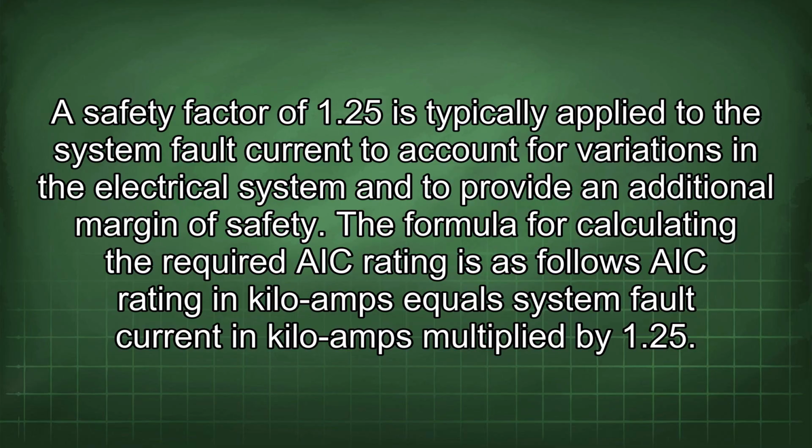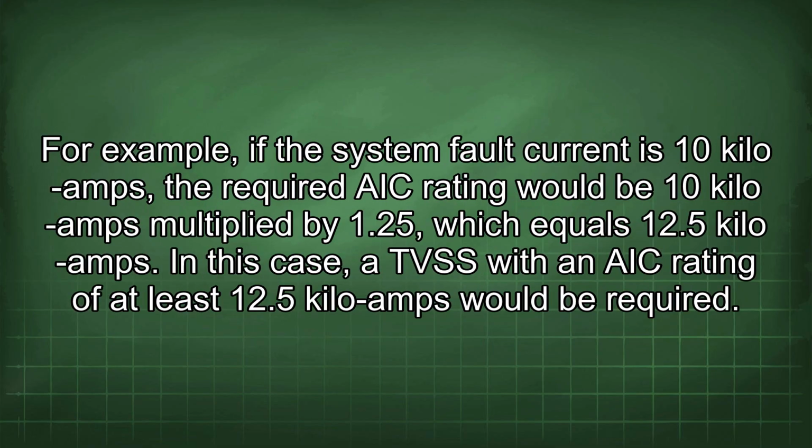The formula for calculating the required AIC rating is as follows: AIC rating in kiloamps equals system fault current in kiloamps multiplied by 1.25. For example, if the system fault current is 10 kiloamps, the required AIC rating will be 10 kiloamps multiplied by 1.25, which equals 12.5 kiloamps. In this case, a TVSS with an AIC rating of at least 12.5 kiloamps would be required.